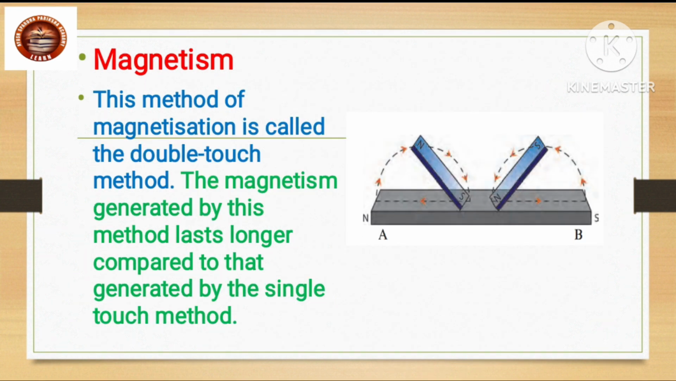Here we have studied the double touch method. This method of magnetism is called the double touch method. The magnetism generated by this method lasts longer compared to that generated by the single touch method.